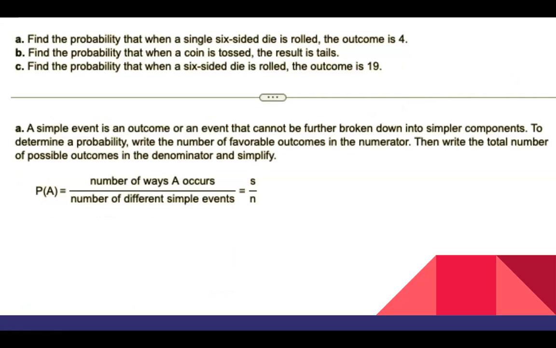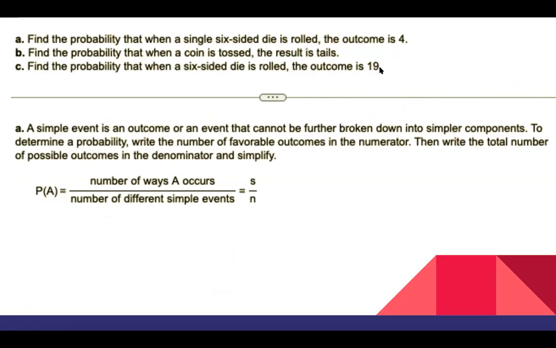Now let's discuss some practice problems together. So we're going to have three sets of problems. The probability that when we roll a 6-sided die, the outcome is 4. The probability that when we flip a coin, the result is tails. And the probability that when a 6-sided die is rolled, the outcome is 19.